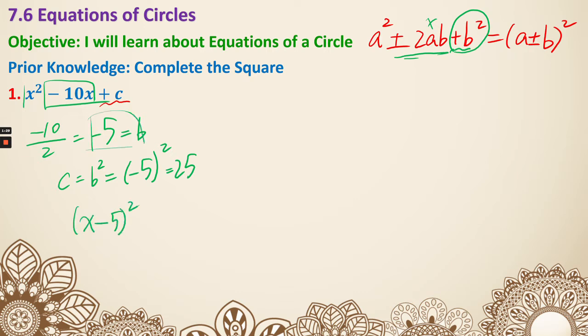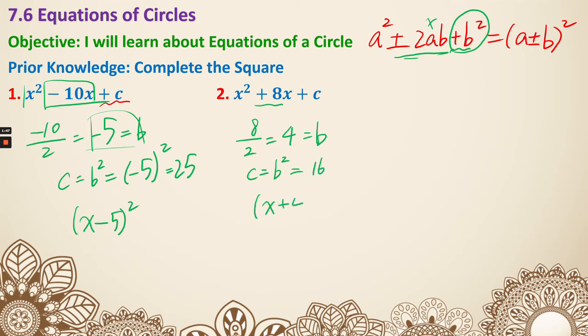Number 2, we're going to do the same thing. Take the middle number, 8, divided by 2. That's going to give us a 4, which is our b. That means our c is going to be b squared, which is 16. So after we do the square, that's going to become (x plus 4) squared. So basically add this b right there.